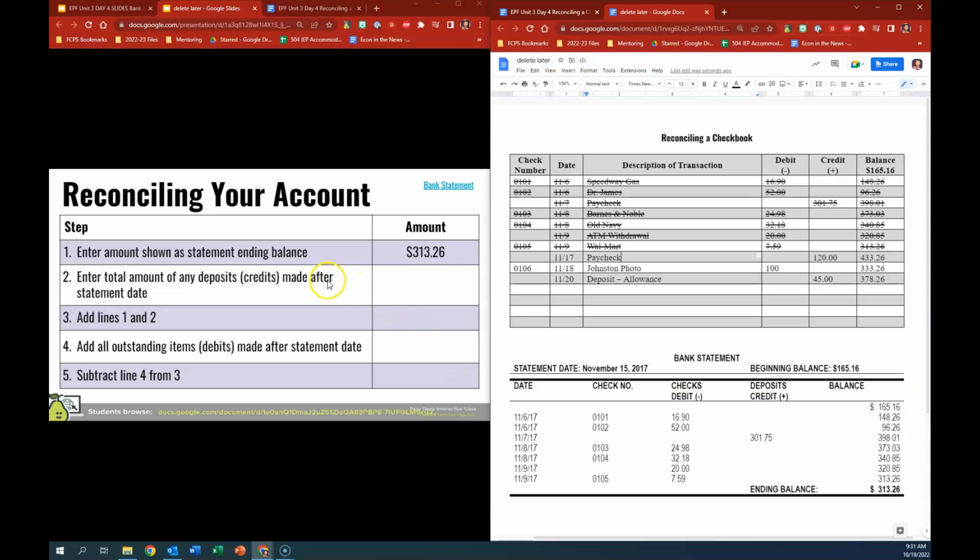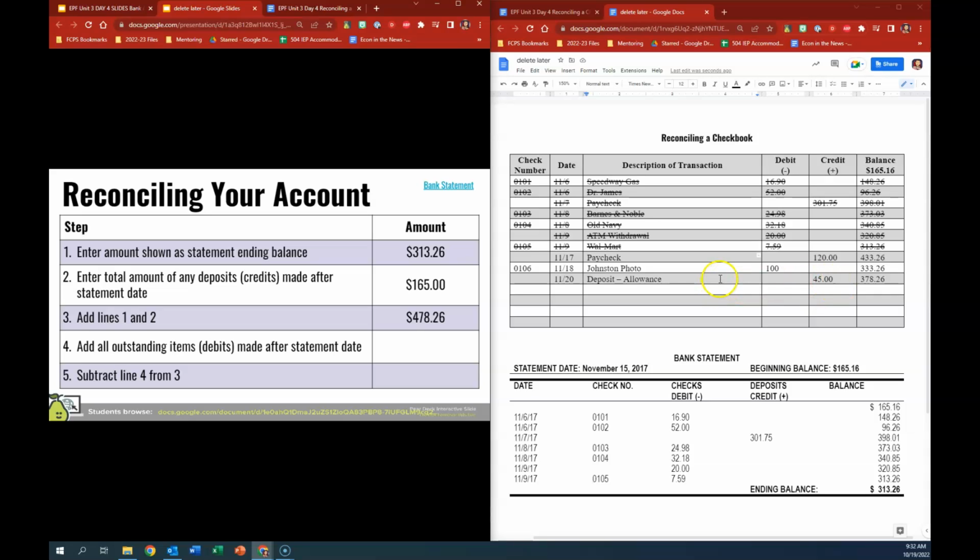So I will take all those credits, $165, put them in line 2 of this worksheet, and add that to the ending balance from the bank statement. So now it says I have $478.26. Now that does not match my register, but that again is okay because I also have a check that they have not included yet.